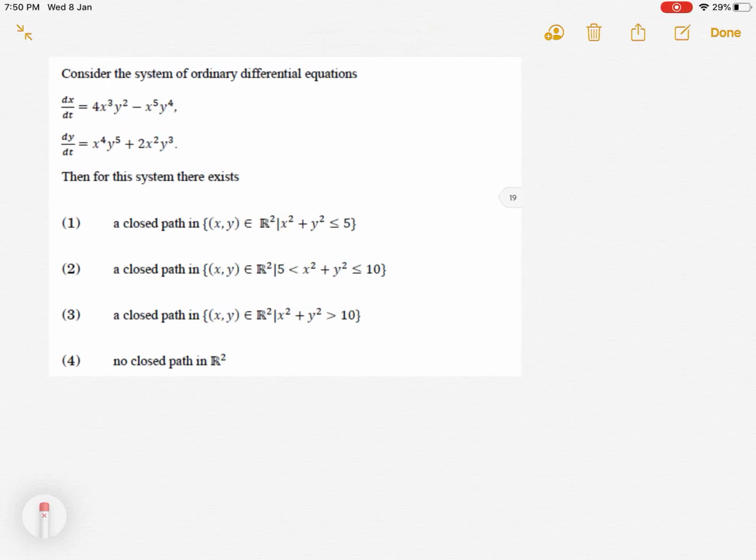Now I am going to discuss a problem from the CSIR NET December 2019 exam. This problem is related to nonlinear ordinary differential equations. Here we are given a system of nonlinear differential equations, and it is asked about the existence of a closed path.